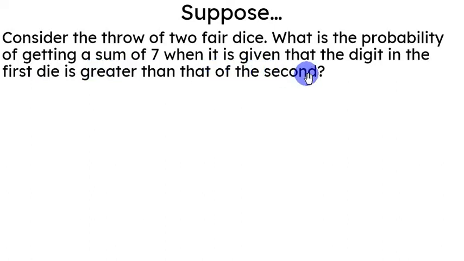Now, previously, we have just gotten probabilities without certain conditions, without certain situations that we need to consider first. However, in a lot of cases, there are probabilities that we need to consider provided something has happened first, or provided there is a condition. Like this one, we want to get the probability of getting a sum of 7. However, there is a condition. That condition is that the digit in the first die is greater than that of the second die. So how do we now analyze this?